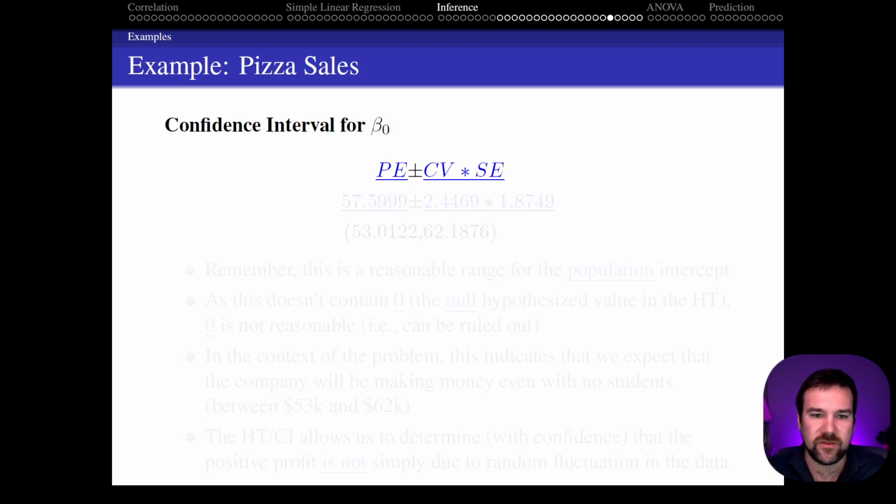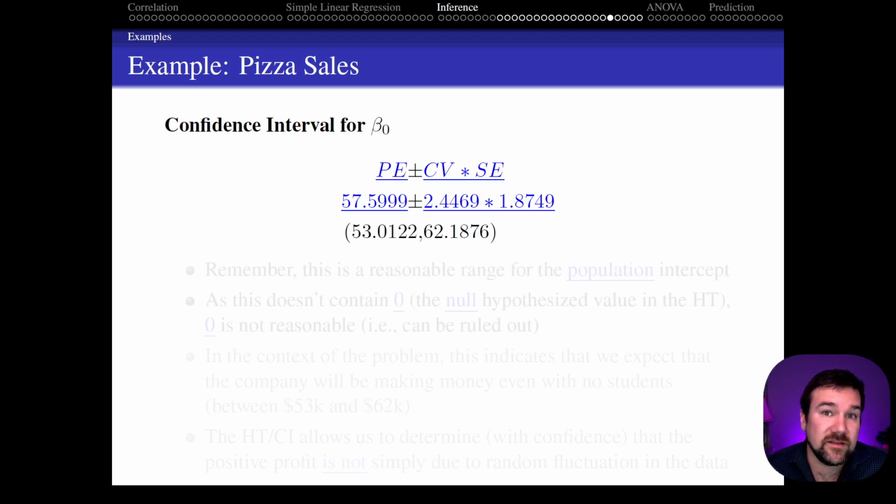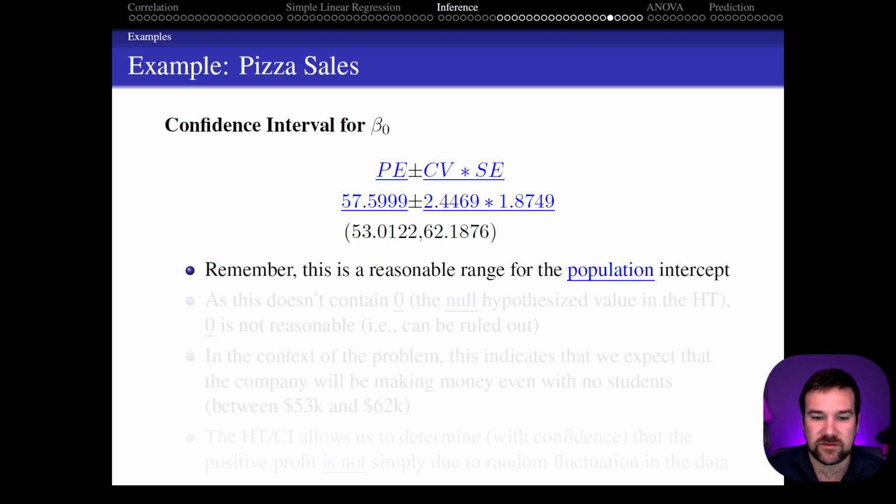All right, so for the confidence interval, what is a reasonable range to expect pizza sales to be? And this is kind of interesting. I think this could be useful. I don't like the hypothesis test comparing to $0 sales when there's no students. But here's a question: in the summers, what do we expect the pizza sales to be? That is, when there are no students, what do you expect pizza sales to be? That could be a very useful question. So in this case, we expect them to be anywhere between $53,000 and $62,000.